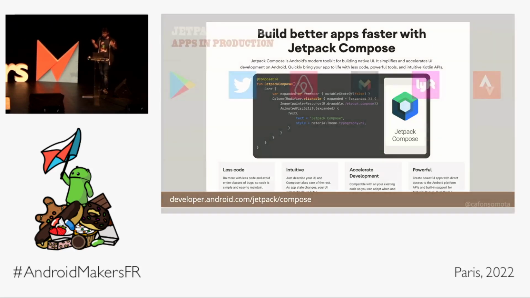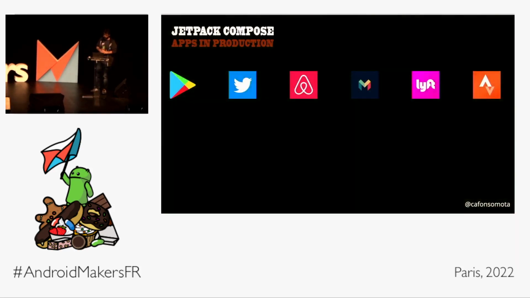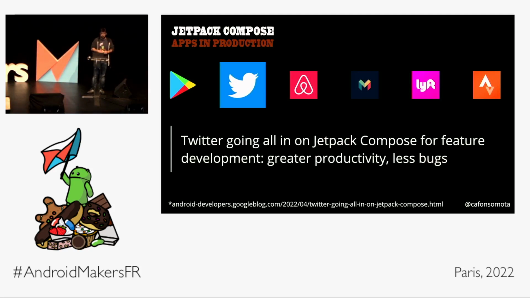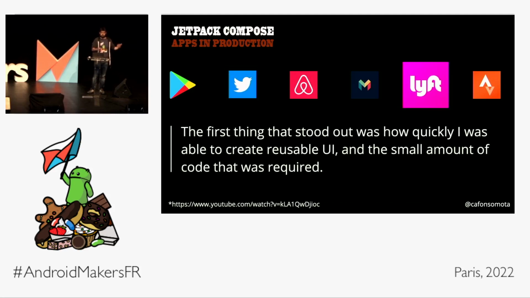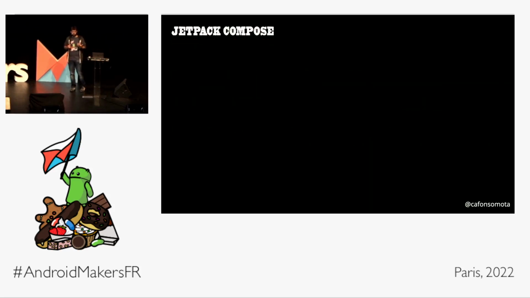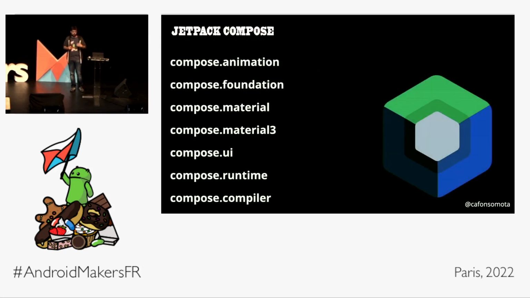So, apps already using Compose. Twitter just said that they're developing in Compose and they're really liking it. They feel that they're going to have fewer bugs. Their productivity increased. You also have Lyft with the same sentiment. They say that they never think of switching back, so they're doing everything with Compose. But when we talk about Compose, there is more to Compose than we typically are aware of, at least in my case at the beginning.